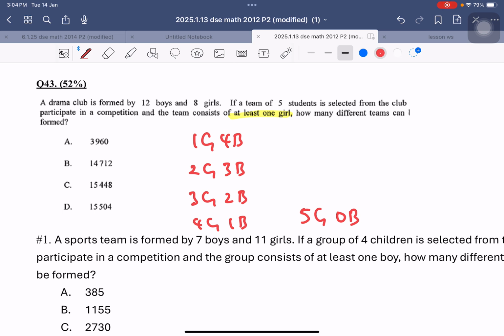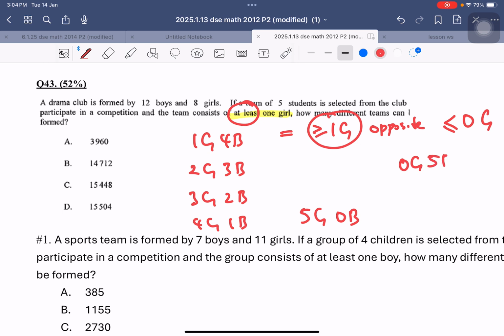But we need to calculate 5 cases. When you see the keywords "at least", try to think the opposite of it. At least 1 girl means the opposite is no girls. So the probability that we want, greater or equal to 1 girl, the opposite of it is going to be equal to 0 girls. So the only case we need to consider is 0 girls, 5 boys.